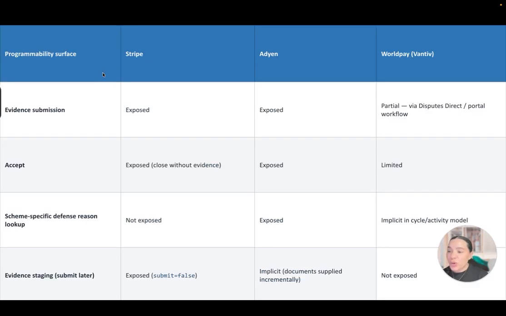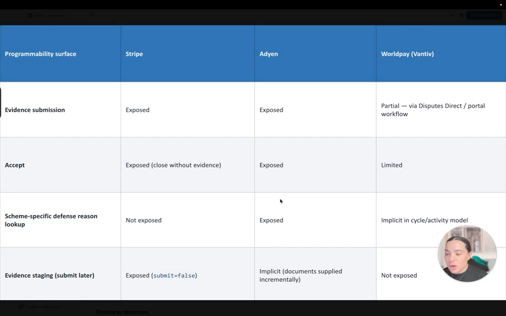Now let's look at the programmability table. This shows you which workflow actions are actually exposed through APIs. Stripe and Adyen both fully expose evidence submission. Worldpay is only partial. You end up going through a portal for some of it. And then there are smaller capabilities that aren't consistent across processors. Take scheme-specific defense reason lookup. Only Adyen exposes that. So even when an API exists, the surface isn't consistent. Hyperswitch normalizes all of this with one endpoint, disputes evidence, and it routes to the correct processor-specific workflow automatically.